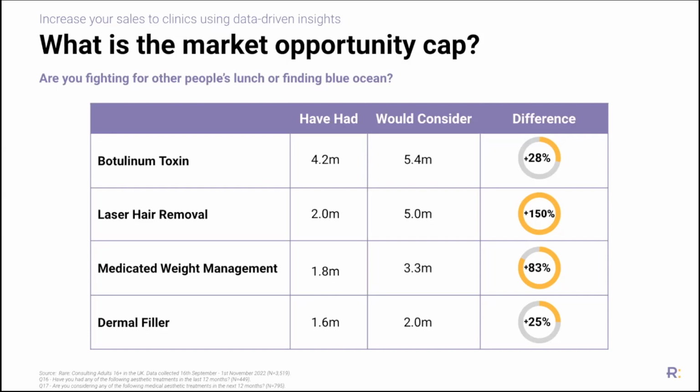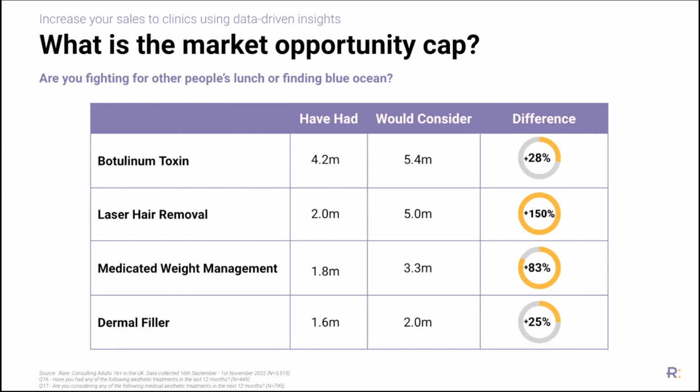If you start looking at consumer demand, this comes from our consumer tracker service. This was from November last year. The latest wave is currently in field, so we'll have an update on this in May this year for those of you who are subscribing. We've got roughly 4 million who've had treatment: 2 million for botulinum toxin, 2 million have had laser hair removal, 1.8 million medicated weight management of some kind, and dermal fillers around 1.6 million.